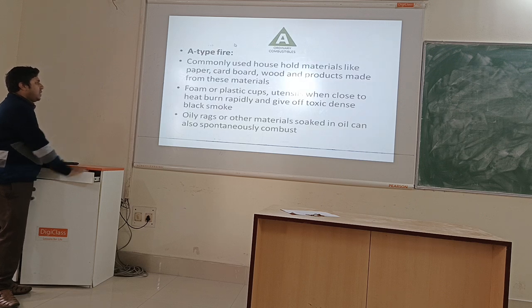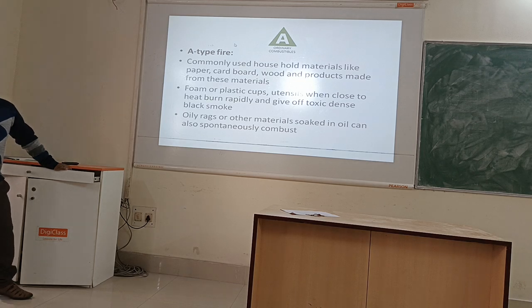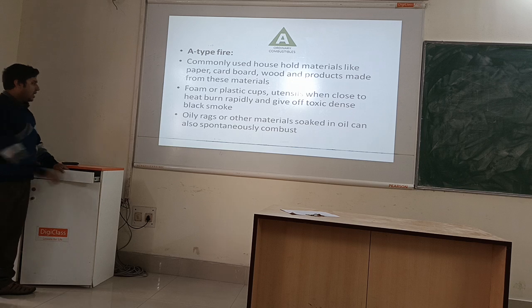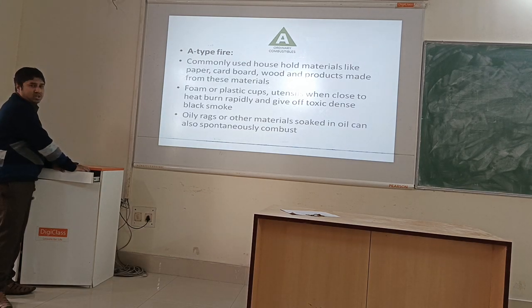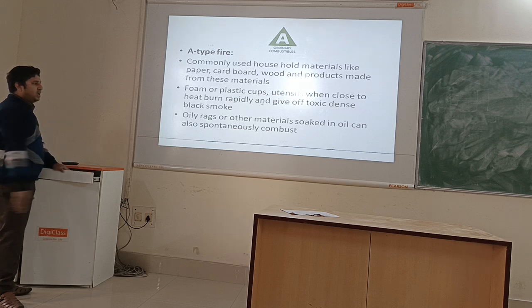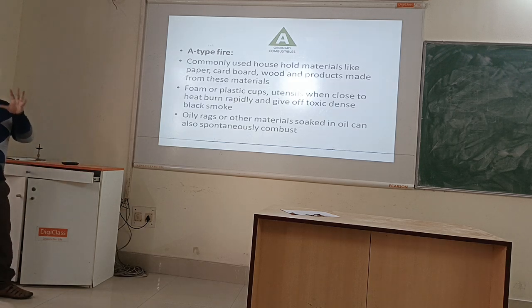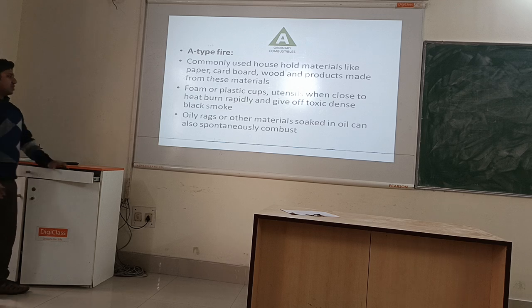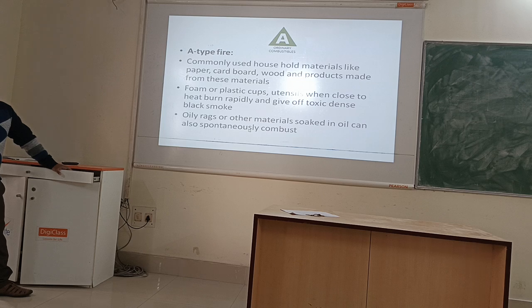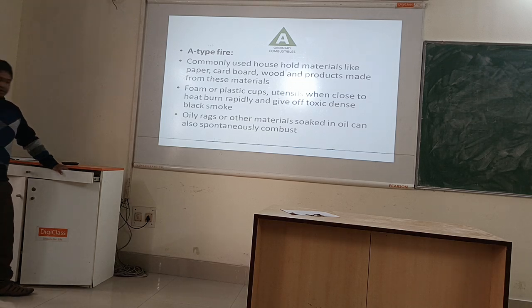So fire type A. These are because of the common types of materials that are present in the building, like your paper, cardboard, wood products, and the plastic materials that are present commonly in the household. These are called your ordinary combustibles. Foams or plastic cups, utensils that are close to the burner, they burn rapidly and they produce smoke. Your smoke takes fire. Oil rags, materials soaked in oil, they also spontaneously combust. So these are the common categories of the materials that are classified in type A fire.